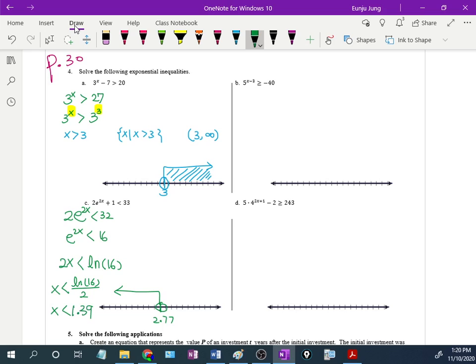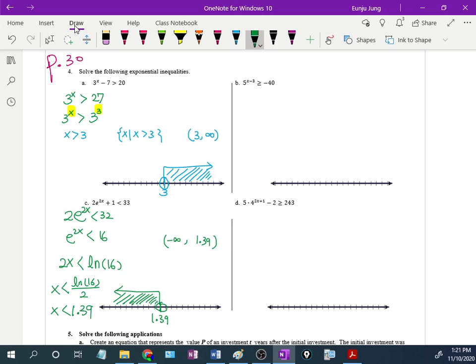1.39. Okay, so let's go with 1.39. So pick any number smaller than 1.39, and then let's test it in this inequality. Is it less than 33? Yes. And then that's the solution set. So the solution is from negative infinity to 1.39. Both endpoints are excluded, not included. So that is it.